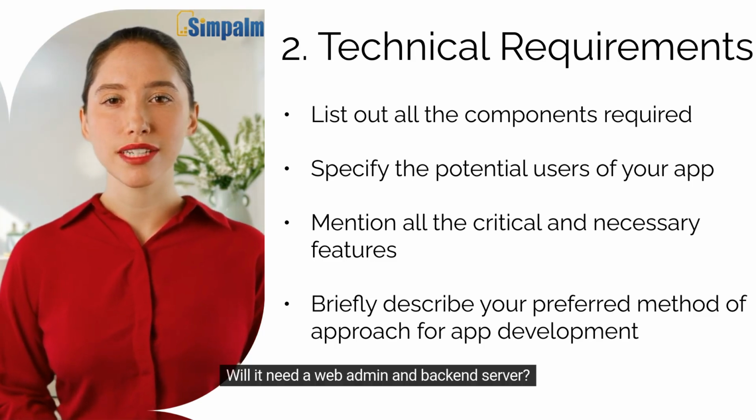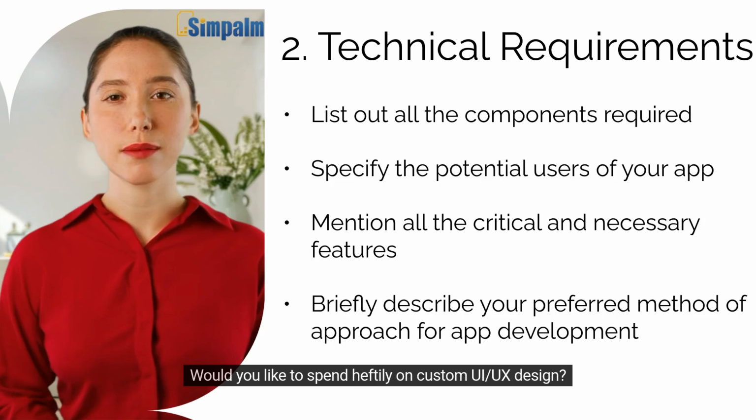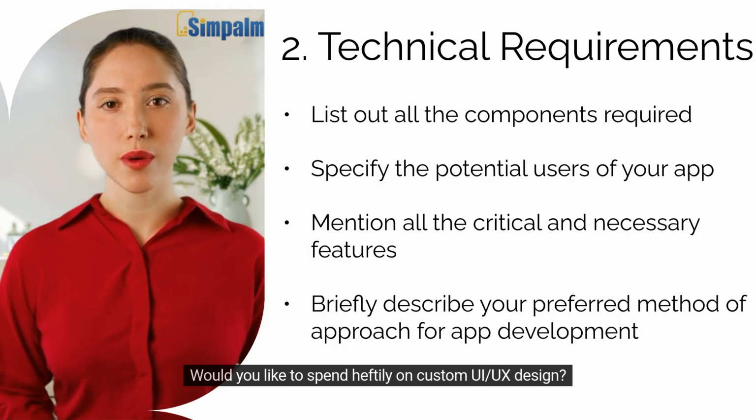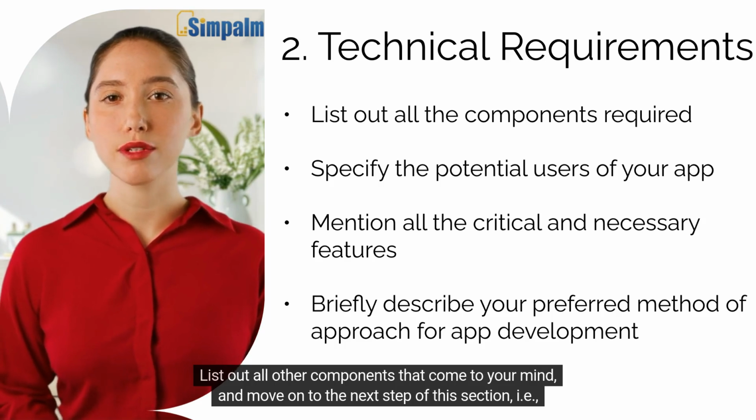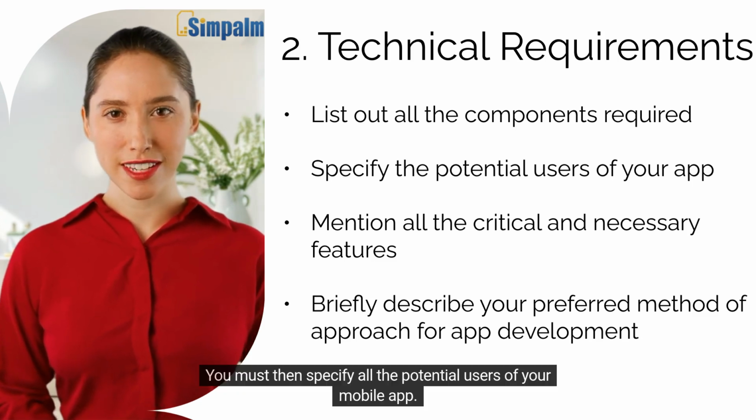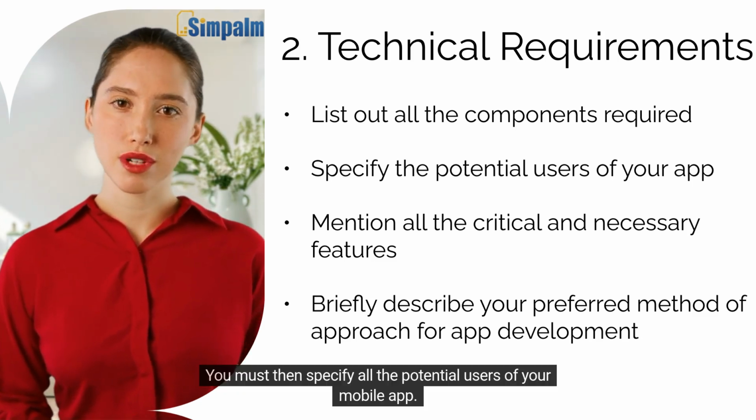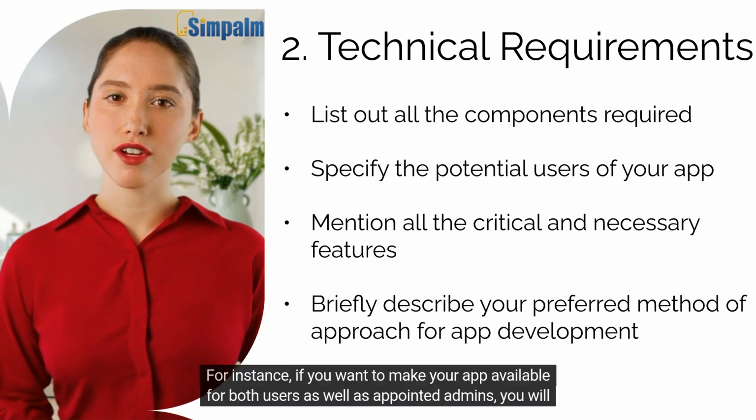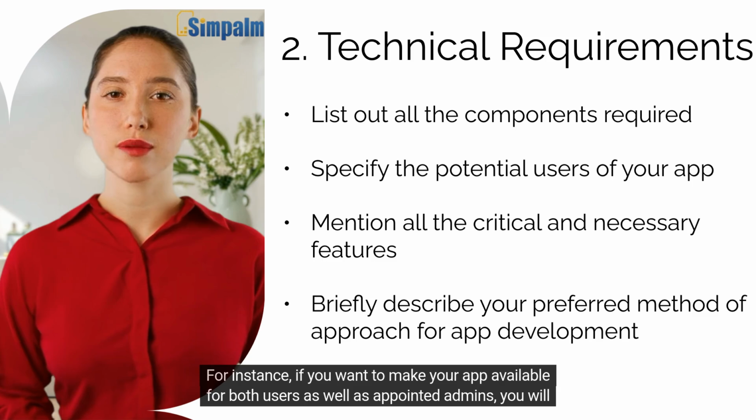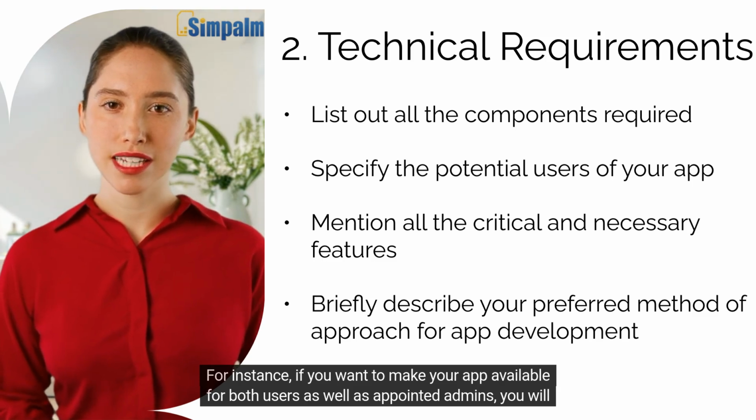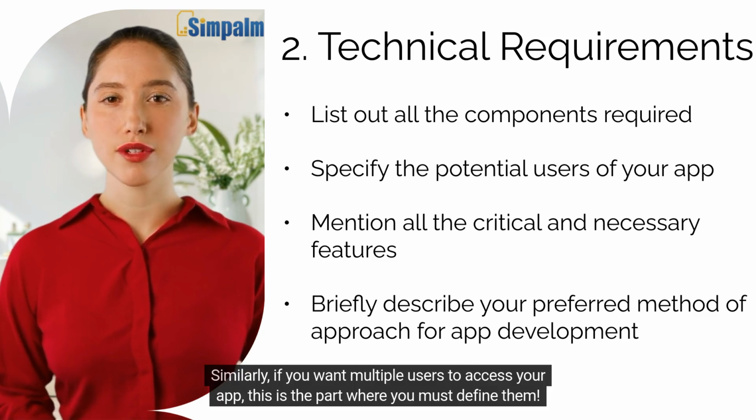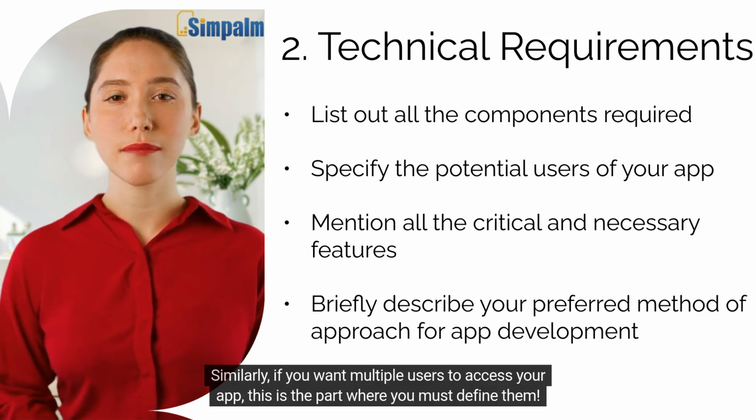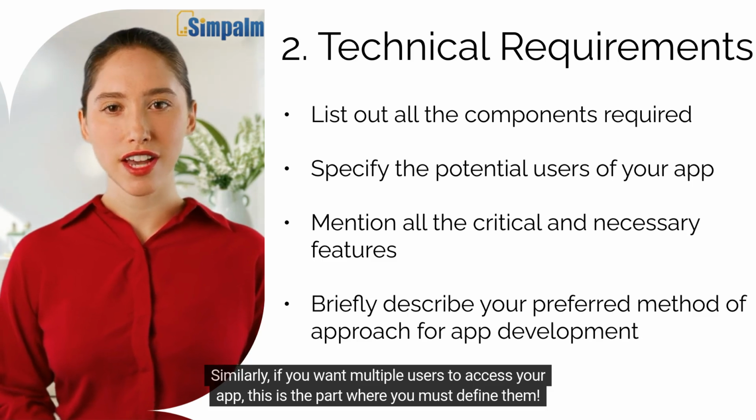Will it need a web admin and backend server? Would you like to spend heftily on custom UI/UX design? List out all other components that come to your mind and move on to the next step of this section, that is, listing the users. You must then specify all the potential users of your mobile app. For instance, if you want to make your app available for both users as well as appointed admins, you will need 2 different versions of it. Similarly, if you want multiple users to access your app, this is the part where you must define them.